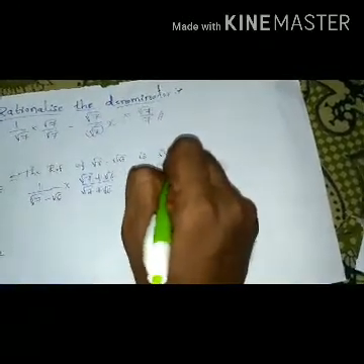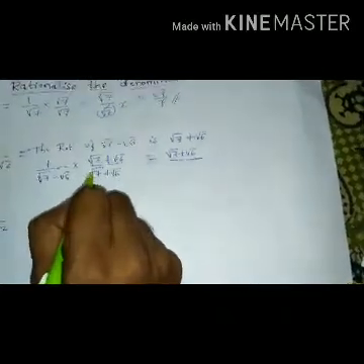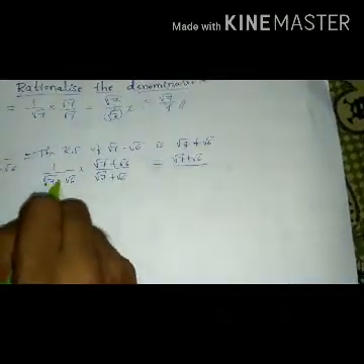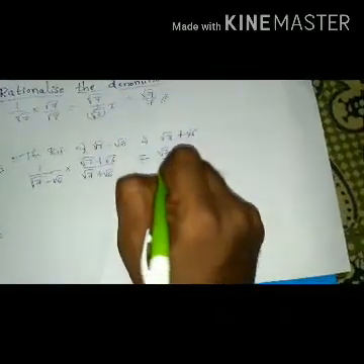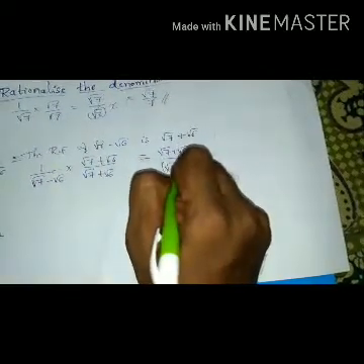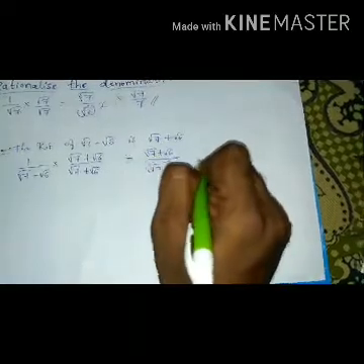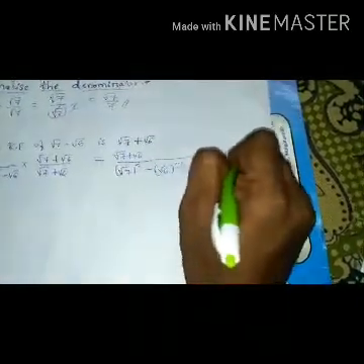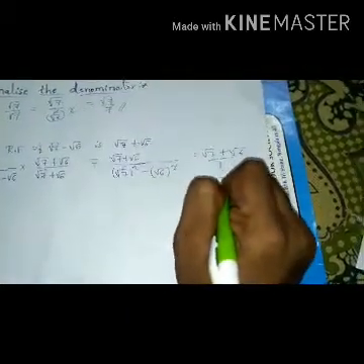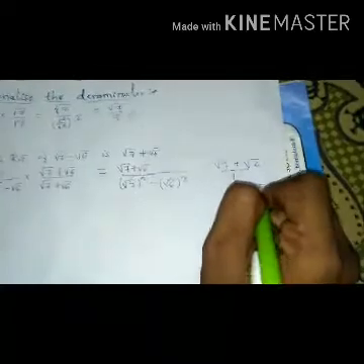So you see here, numerator root 7 plus root 6 into 1 is root 7 plus root 6. In the denominator, it is in the form of a plus b into a minus b. It means a square minus b square. Root 7 whole square minus root 6 whole square. These two get cancelled. So root 7 plus root 6 divided by 1. It means root 7 plus root 6.